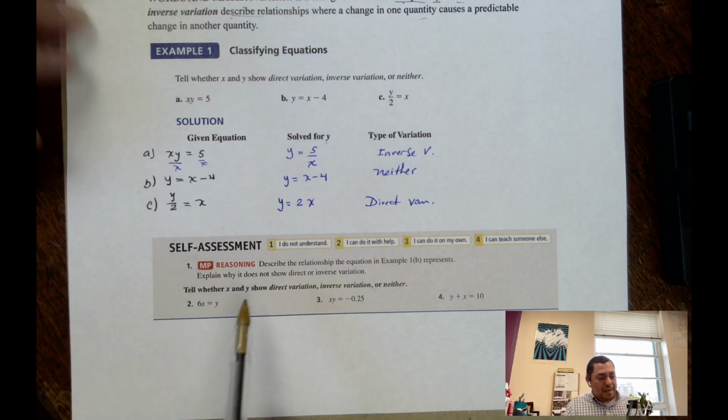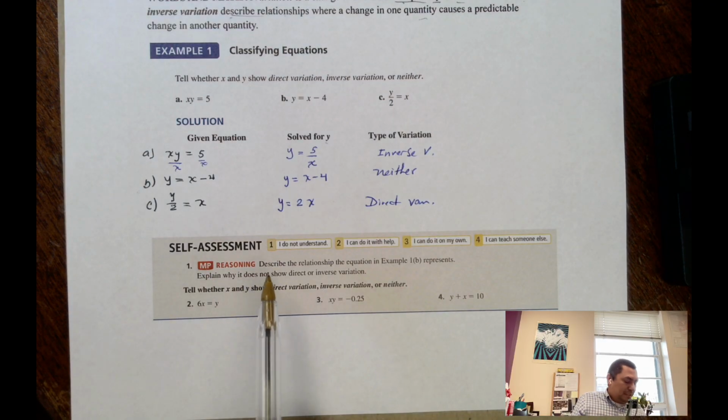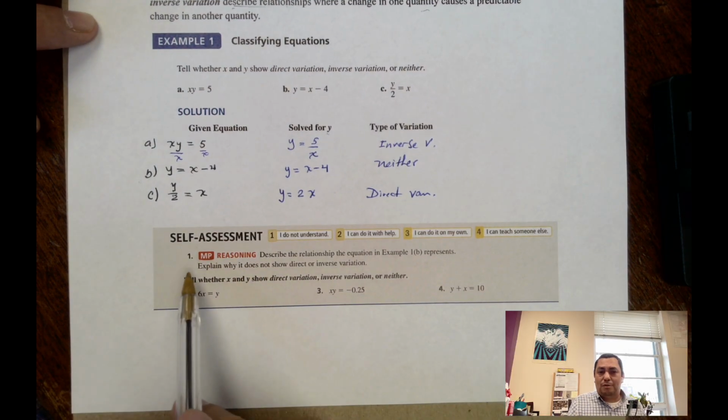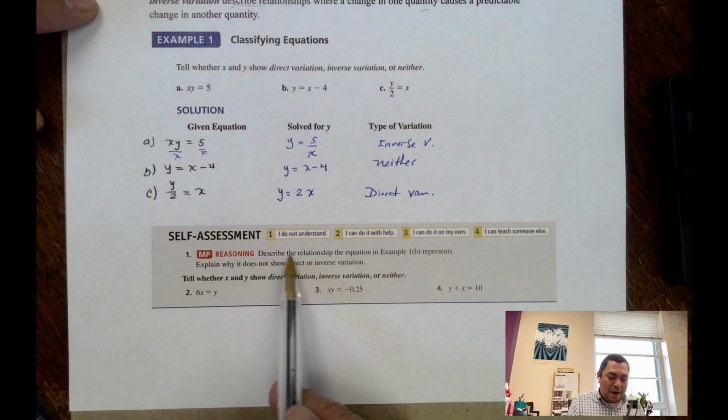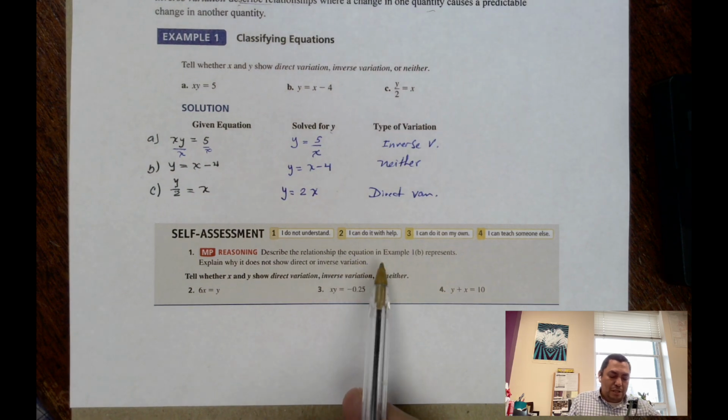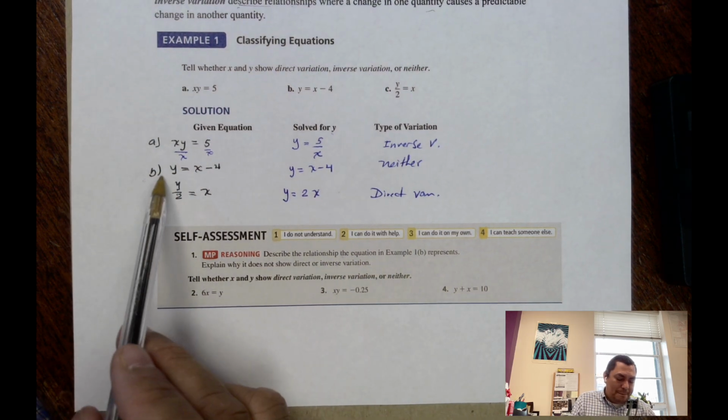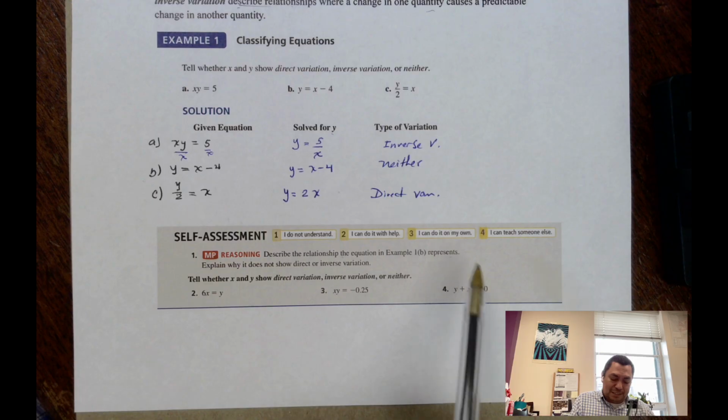In this case, you can give the self-assessment problems a try. It's really interesting, question number 1. It says, describe the relationship the equation in example 1b represents.